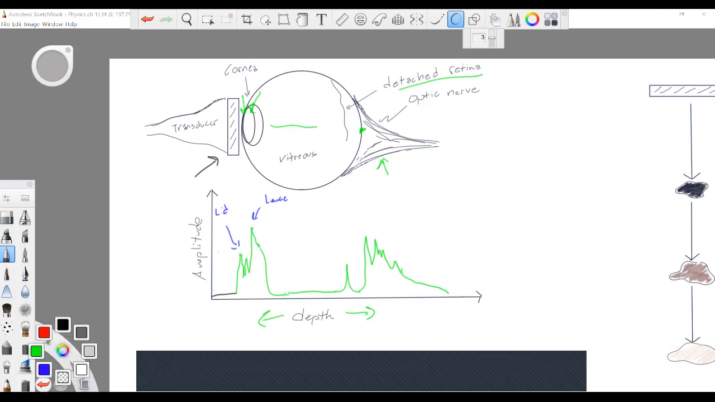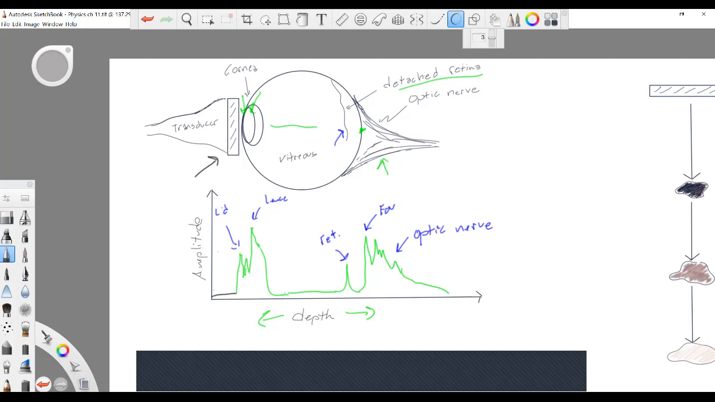So let's just add, so that guy there refers to that guy here. So that's the retina. And here's the back of the eye. What's that? The fovea, right? It's like the middle of the back of the eye, I think. Fovea, and then optic nerve.